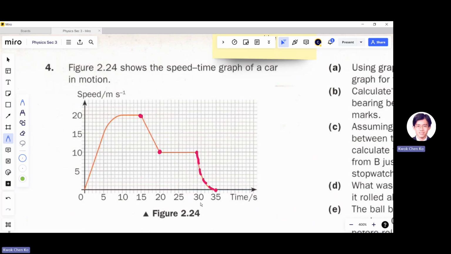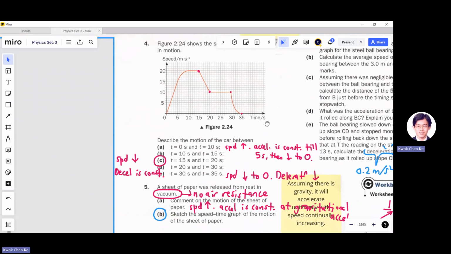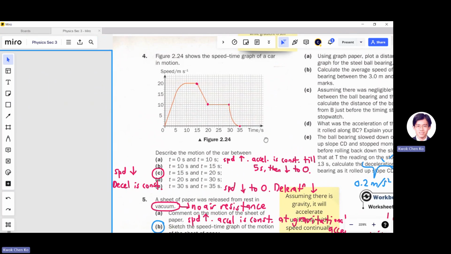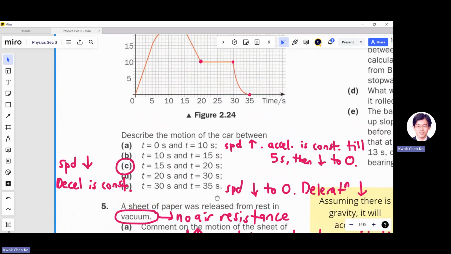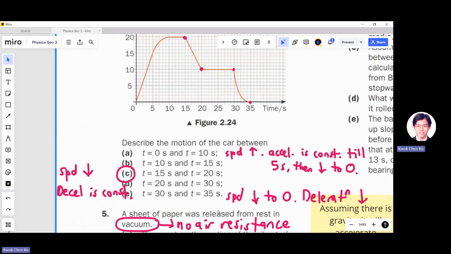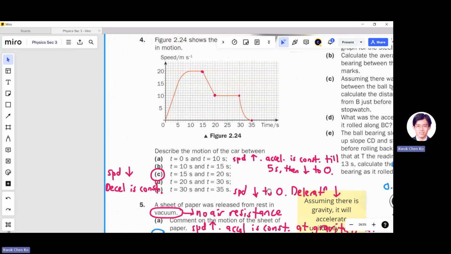Comment on the motion of the sheet of paper. The motion is accelerating. Sorry, again. Number 5. Yeah. Release from rest in vacuum. Just go. But did they say that there is no gravitational force? No, right. So there's still gravitational force, so you'll be accelerating under gravitational acceleration. So I just say the paper will accelerate. That's all.